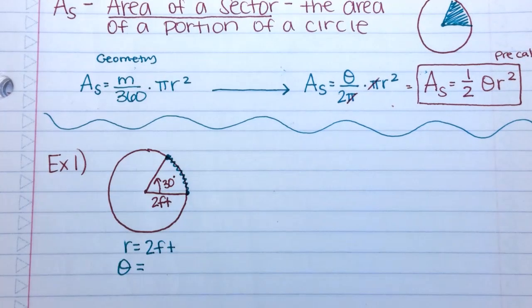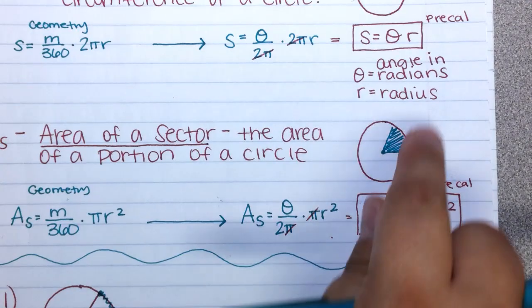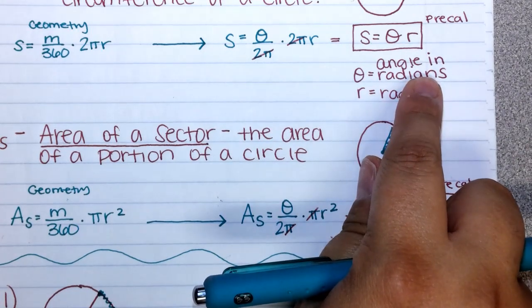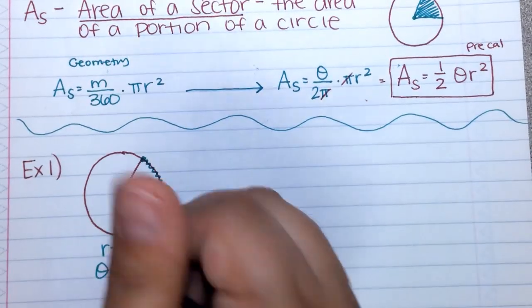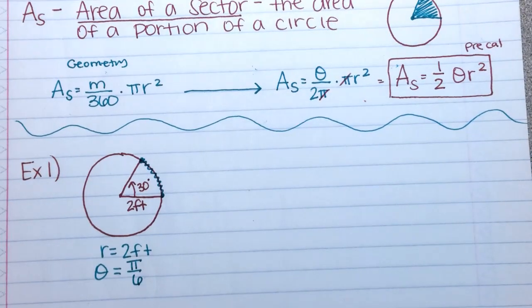What is theta? Theta is not 30. Why? Theta has to be radians. So what is 30 degrees in radians? If you put 30, you will get this problem wrong. Be careful.